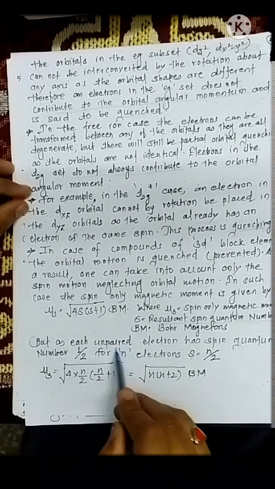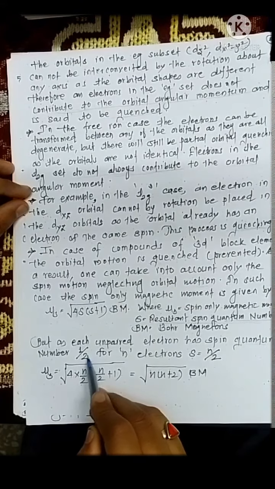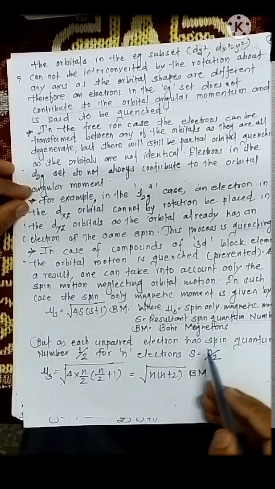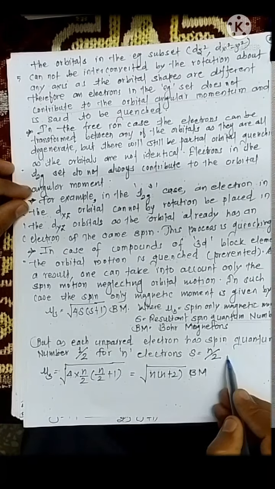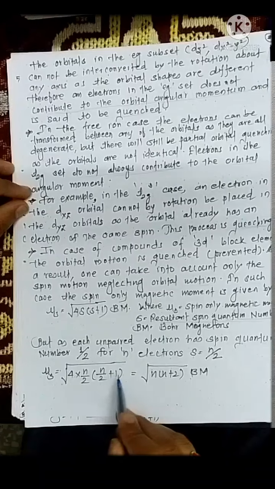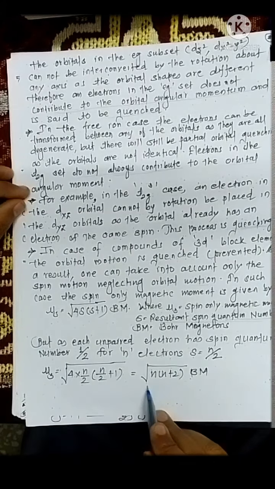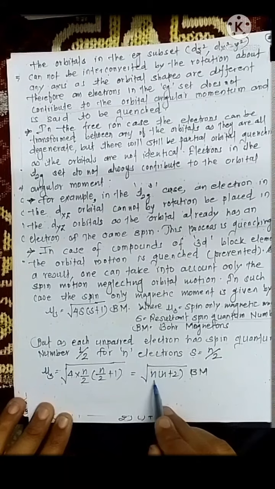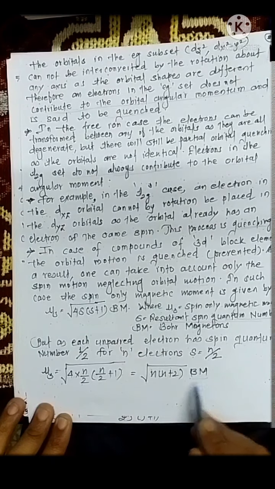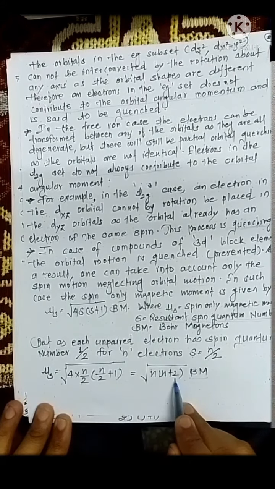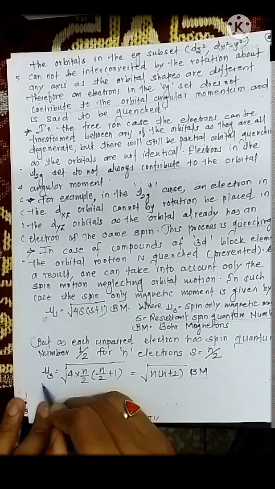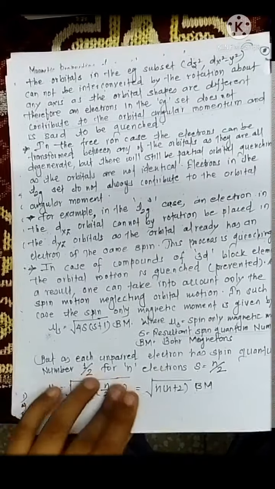But as each unpaired electron has a spin quantum number of half, for n electrons one can write S is equal to n by 2 simply. So mu s is equal to under root of 4 multiplied by n by 2 into bracket n by 2 plus 1. When we solve this, we come up with under root n into bracket n plus 2 Bohr magneton. This is the important formula which is used in numericals. This formula and the earlier formula are basically used to solve the numericals which we see in the numerical part.